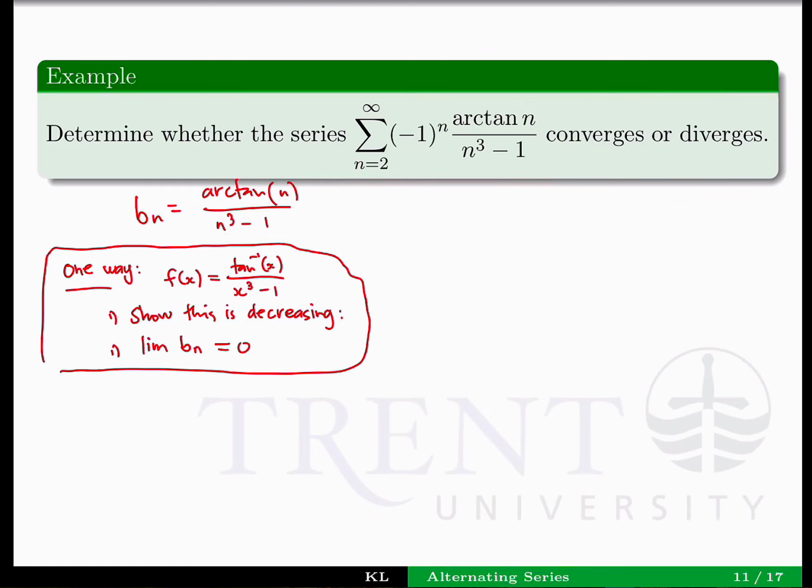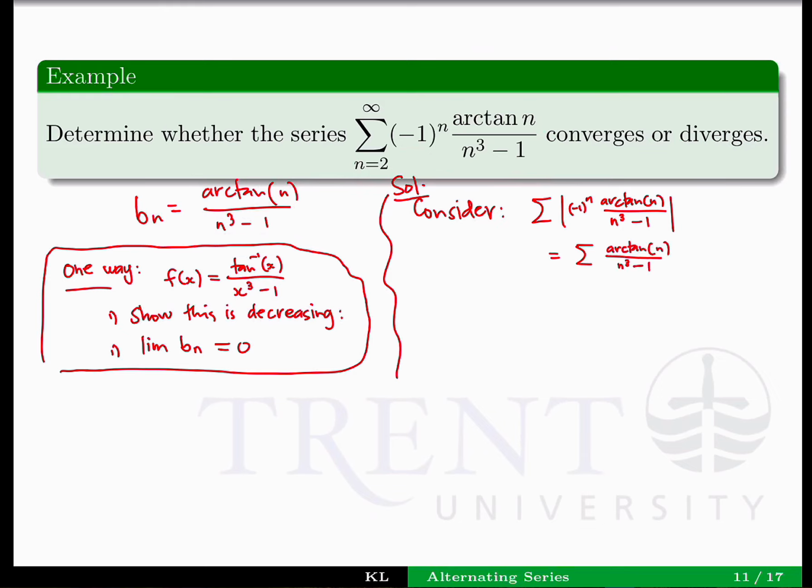So let us look at this one here. We will consider, solution. Let me put this as a solution. Consider the sum of the absolute value of negative 1 to the n arctan of n over n cubed minus 1. But this is just the sum of arctan of n over n cubed minus 1. And here we are starting with n equals 1 to plus infinity. Okay? That's our first step.